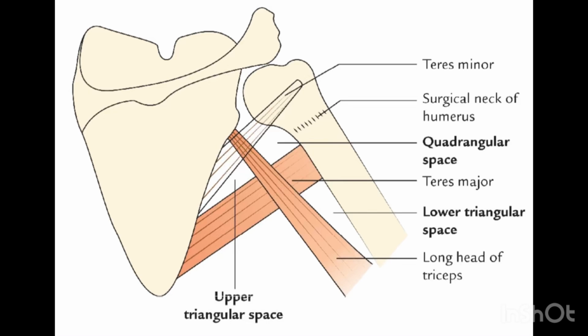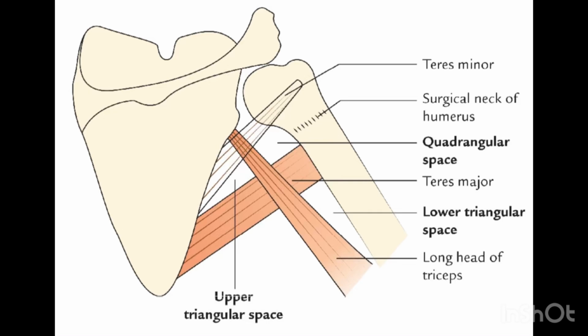Now the lower triangular space, what are the boundaries of the lower triangular space? If you put your hands together, you check the triangle that is below the teres major. The triangle that is beside the long head of triceps is the upper triangular space, while the one that is below the teres major is the lower triangle. Now what is in the lower triangular space or the triangular interval? What is above? You have the teres major.